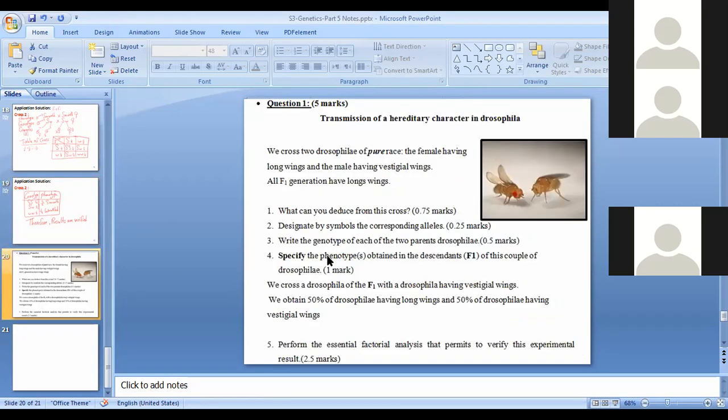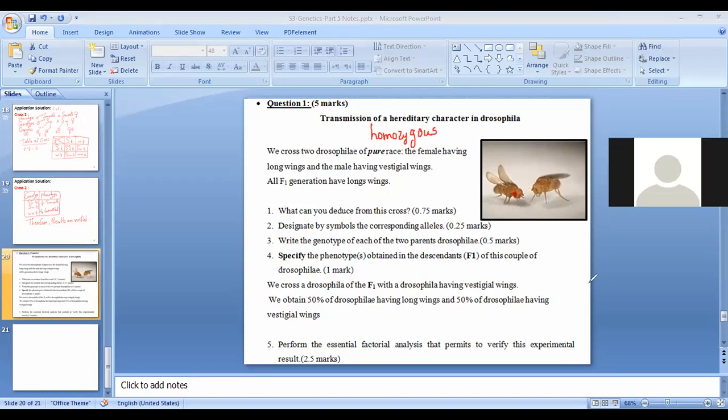The quiz was very simple. The concept and the idea were very similar to the question that we solved, for the first two parts only. The rest was different. We crossed two Drosophila of pure race. What is the meaning of pure race? It means that they are homozygous. So both of them are homozygous. The female having long wings with the male having vestigial wings. All the F1 have long wings.